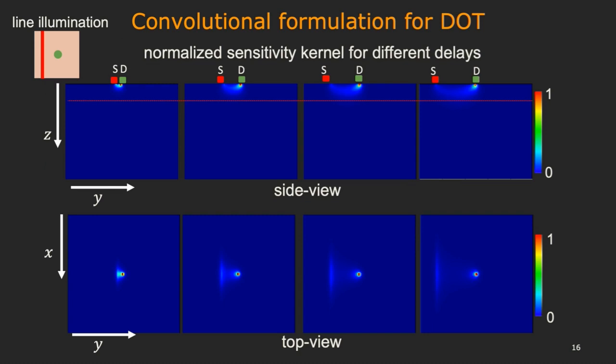Here, we visualize the normalized kernel for one pixel with different delay settings. As we can see, with larger delay, the non-zero support for the kernel becomes deeper in the side view and larger in the top view. This corresponds to an imaging scheme with deeper sensitivity but more blurry images. One thing to note is that we cannot always keep increasing the delay to get deeper sensitivity. This is because the signal-to-noise ratio will reduce with longer optical distances.